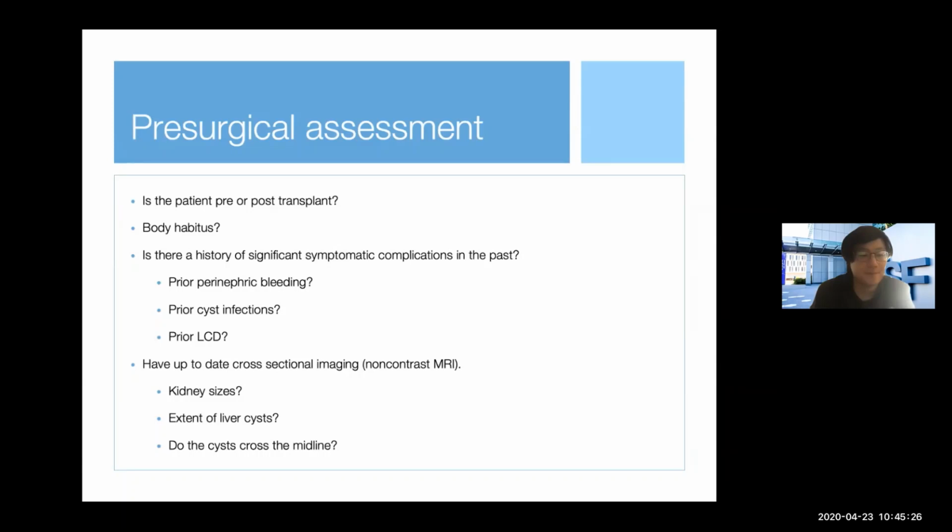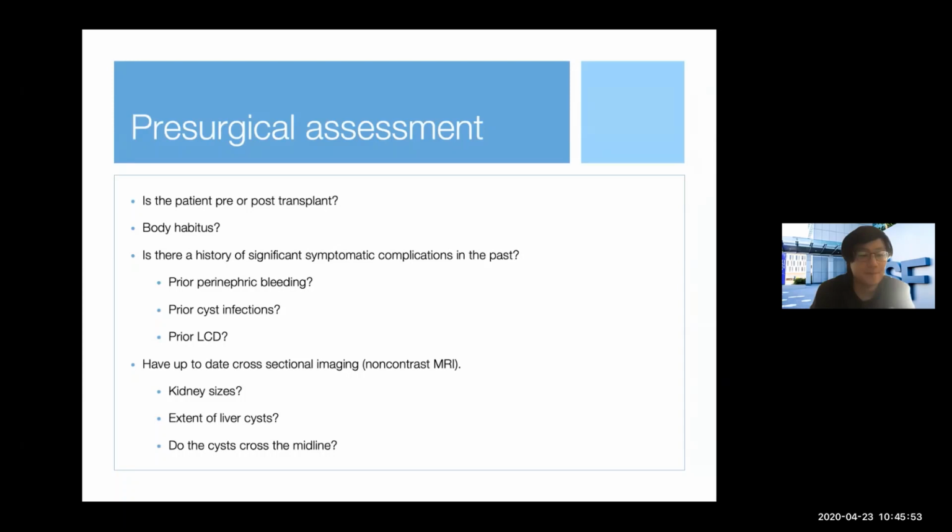Have they had symptomatic complications in the past? If they've had lots of cyst bleed events or cyst infections, you may have more difficulty removing their kidneys laparoscopically. And again, it's nice to have up-to-date cross-sectional imaging for these people. If they've been a few years without imaging, you probably want something more up-to-date just to make sure that the roadmap hasn't really changed. And I'll stress one specific thing, which is looking on those images for whether or not the cysts cross the midline.